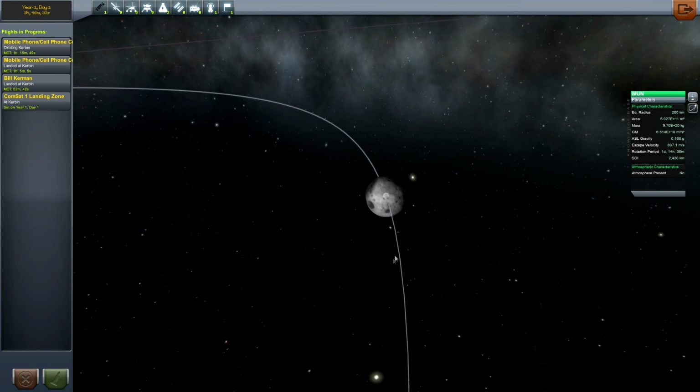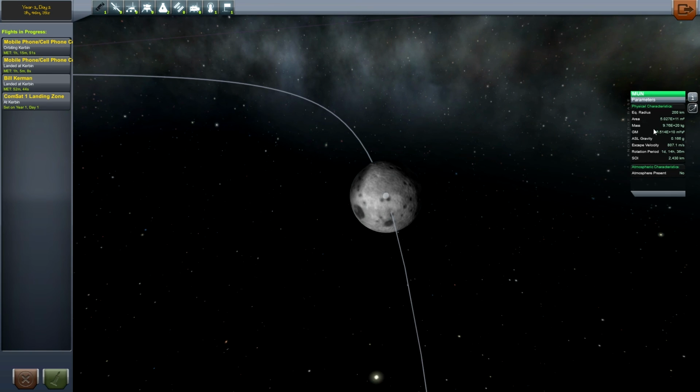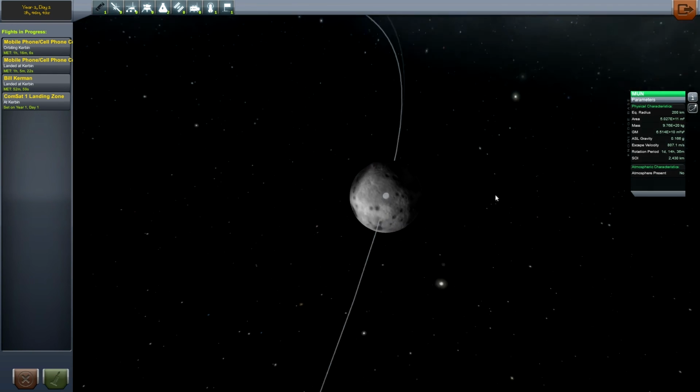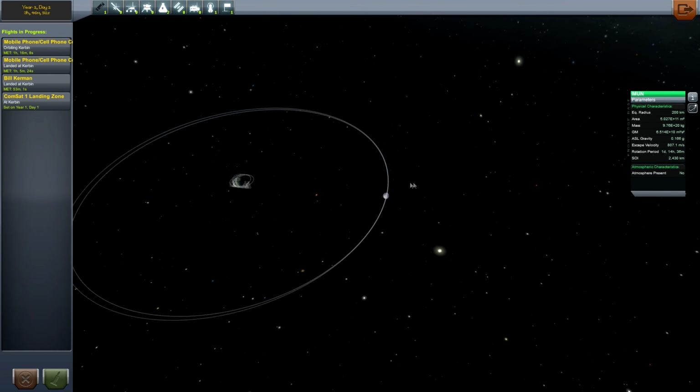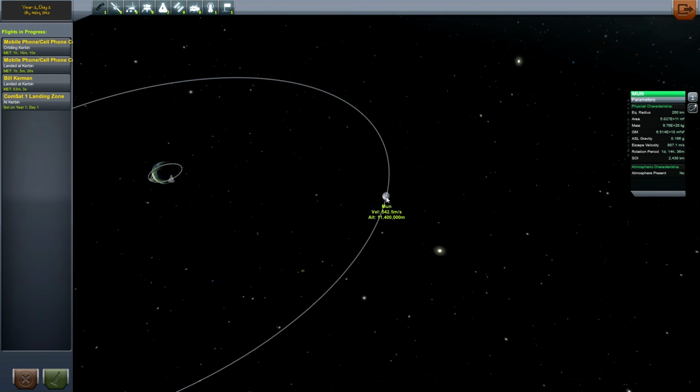Equatorial radius gives you the size of the object, mass gives you how much of it there is, ASL gravity gives you its gravity relative to Kerbin. So you can see here that it has a little bit over 1/10 of the gravity of Kerbin. So any object on the Moon will have 1/10 of the weight of any object on Kerbin, assuming that they both have the same mass.